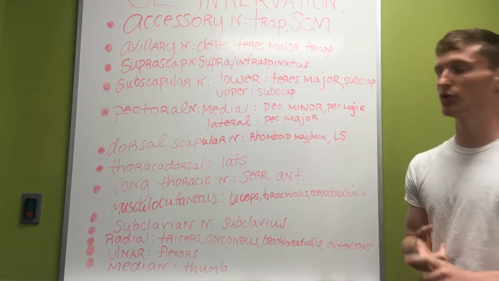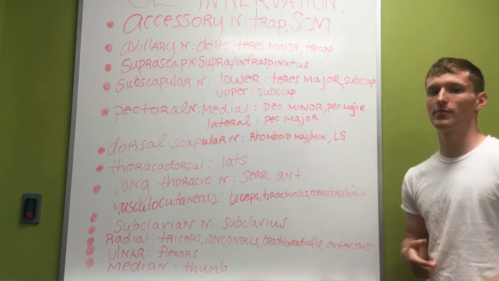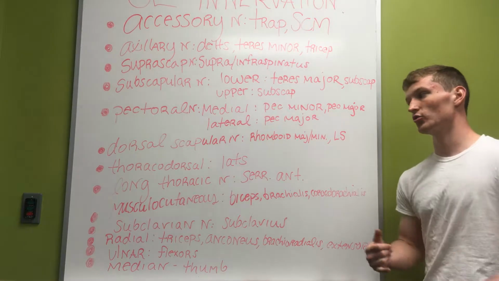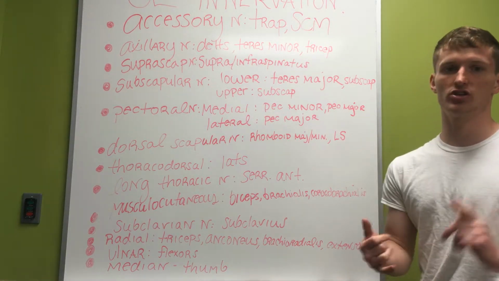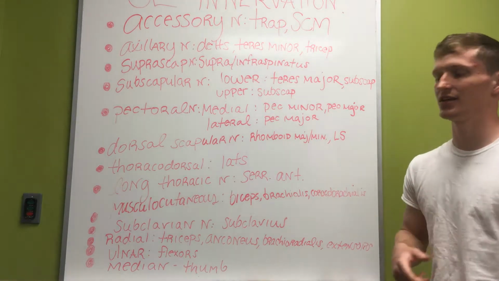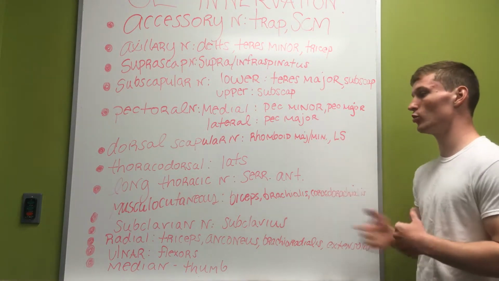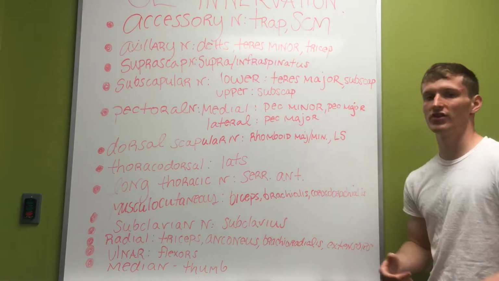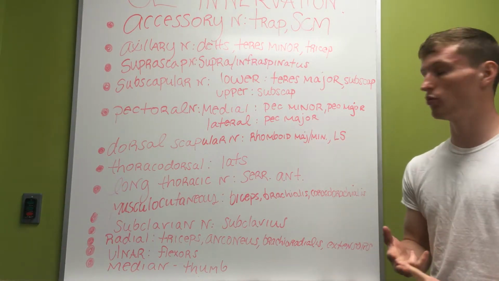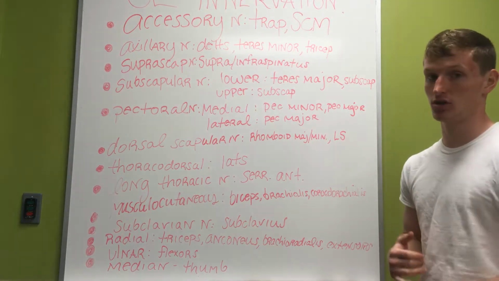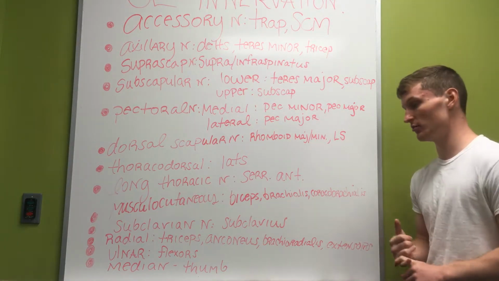The dorsal scapular nerve innervates your rhomboid major, your rhomboid minor, and your levator scapula. The thoracodorsal nerve innervates your latissimus dorsi. The long thoracic nerve innervates your serratus anterior, which happens to be a very common question on the licensure exam. The musculocutaneous nerve innervates your biceps, your brachialis, and your coracobrachialis. Your subclavian nerve innervates your subclavian muscle.